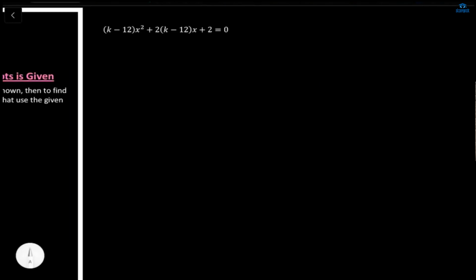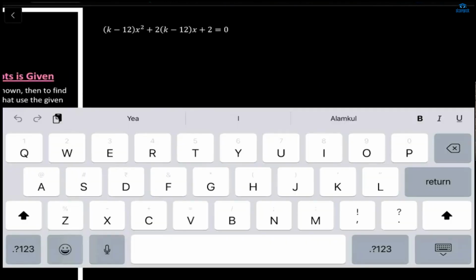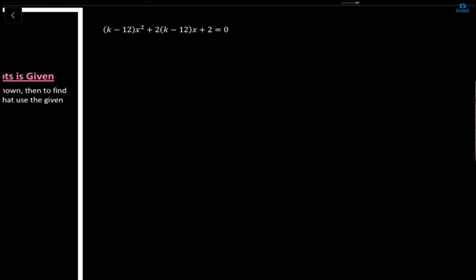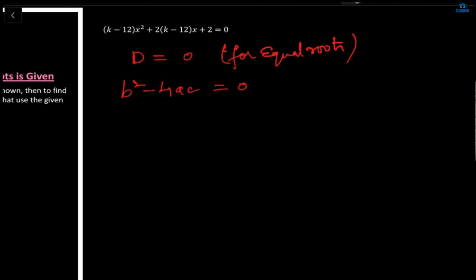Let me copy this. So for this, equal roots exist. Now, when equal roots exist, it means the value of D is equal to 0. D is equal to 0 for equal roots. Understood? So that means b square minus 4ac is equal to 0. This is the equation.